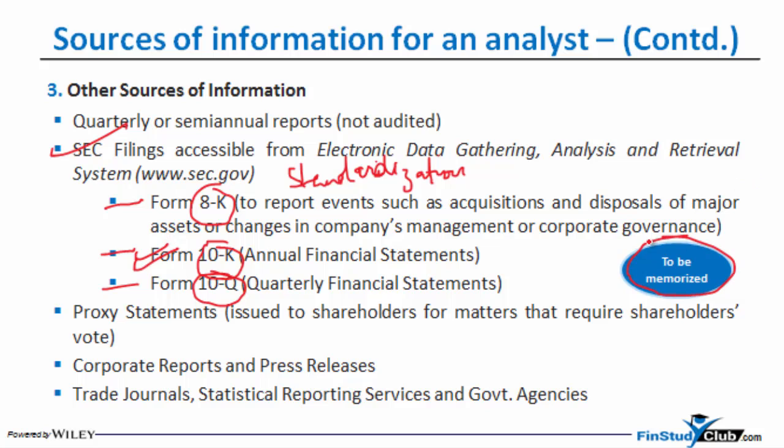Now, in your books and notes, you would see that there are about 7 to 8 forms. CFA might ask a direct question, as to the annual financial statements reported to the stock exchange: under option A, form 8K, option B, 10K, and 10Q, and so on. So all I'm trying to say is it is not to be taken lightly. Other forms of information are trade journals, statistical reporting services, government agencies, credit rating agencies, corporate reports, press releases, trade association data, and so on and so forth.